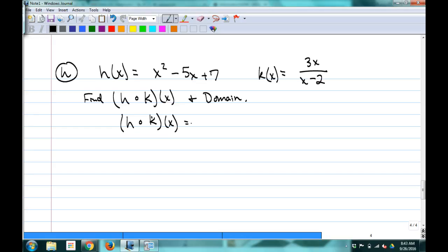All right, so good algebra workout here on this problem because we're taking k of x, which is a rational function, and plugging it into a quadratic function. So that's going to be 3x over x minus 2 squared, minus 5 times 3x over x minus 2, and then plus 7.